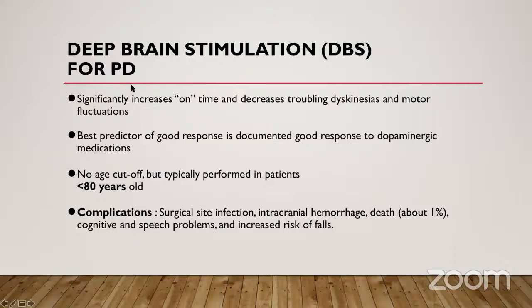We also have other treatment options for PD, which is deep brain stimulation. It increases the on times and decreases the dyskinesia. Usually there is no cutoff age for this treatment option, but it is usually performed in patients older than 18 years. The complications of this intervention are surgical site infections. It can lead to hemorrhage and death in up to 1% of patients. In addition, it can also lead to cognitive and speech problems and increase the risk of falls.